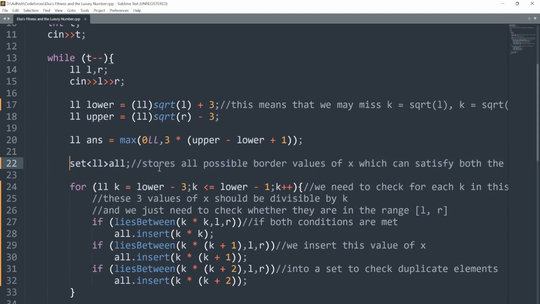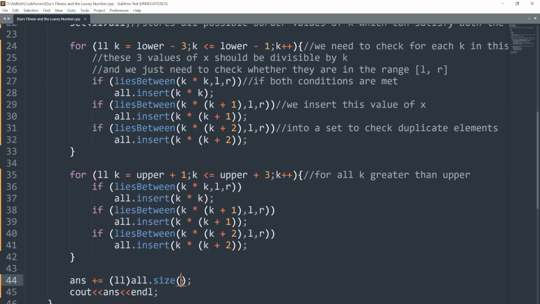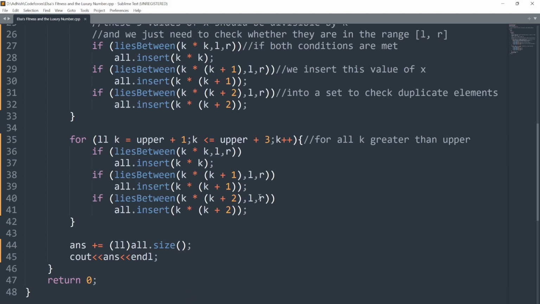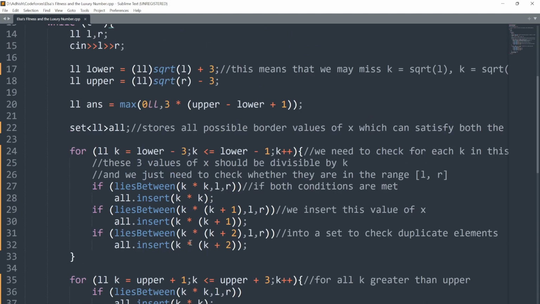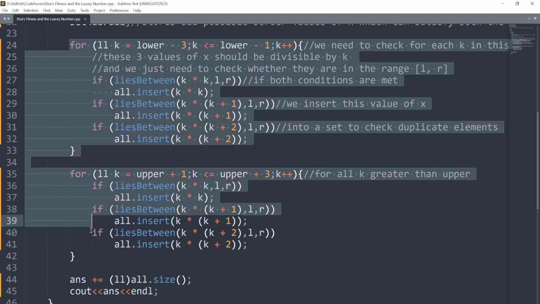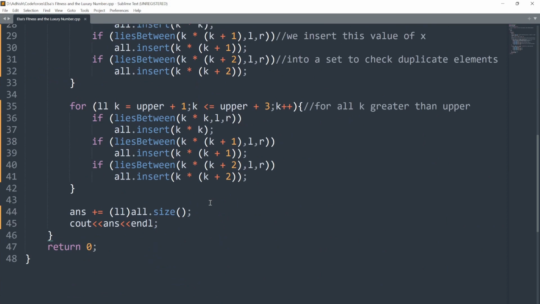So once you store all these border values, you will just increase the answer by the size of the border values, and initially answer is initialized to all the middle values. So it's 3 into the number of values of k plus all these border values, and these border values can be very tricky, so you may need to pause the video or you may need to come up with your own solution for accurately scanning the borders. I did this way, maybe there's an easier way, but this is the key idea for the entire solution.